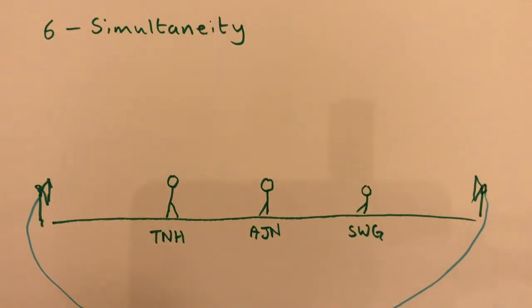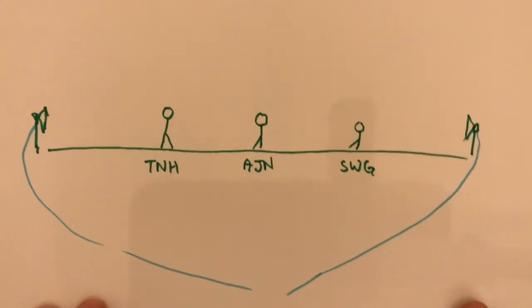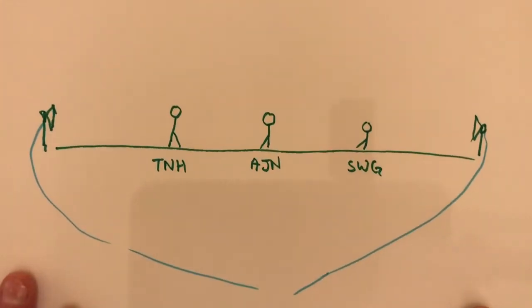Okay, let's have a look at part 6 here. Simultaneity. What does that roughly mean? Well, I've got set up here a little picture for us to understand what's going on.